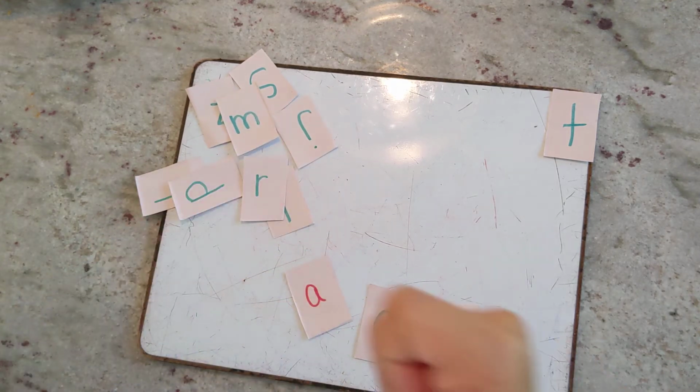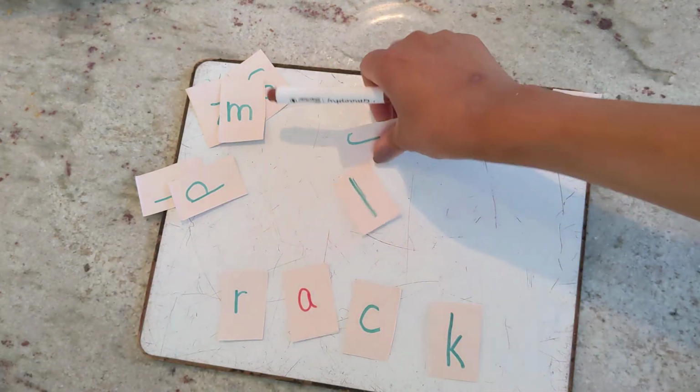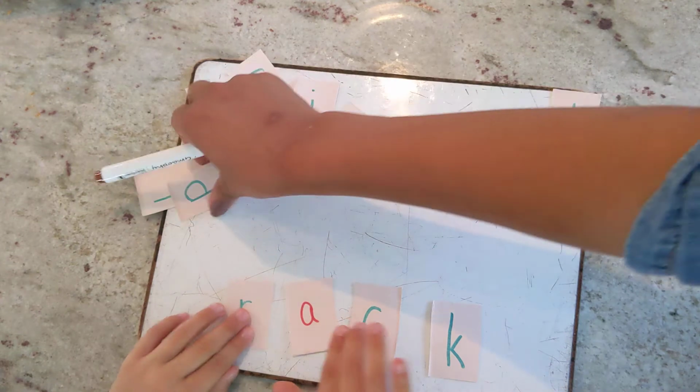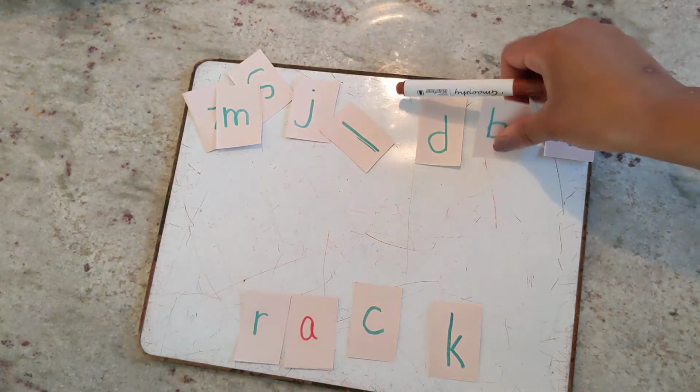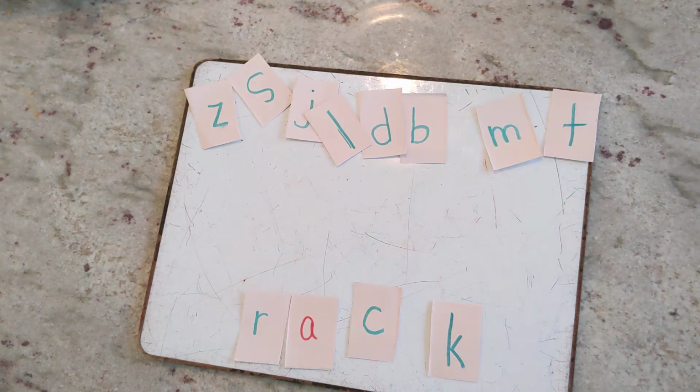Okay, tell me the word. Rack. Good. Can you use that in a sentence? I have a rack. I don't know what a rack is. Oh, okay. So a rack is something that you put things on. You can have different types of racks. You can have a rack that you bake cookies with. You can have a rack that you bake bacon with. You can have a rack that you put art on. Usually a rack has holes in it somehow and lets something dry. All right, let's take the R away.